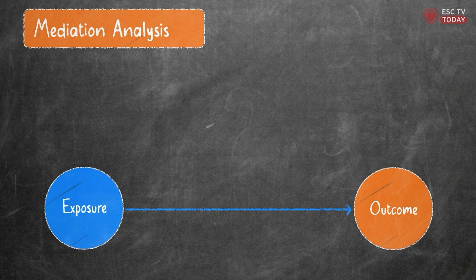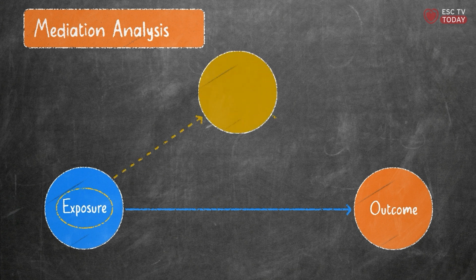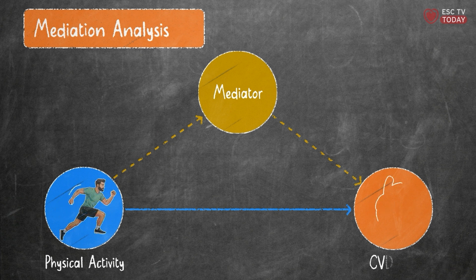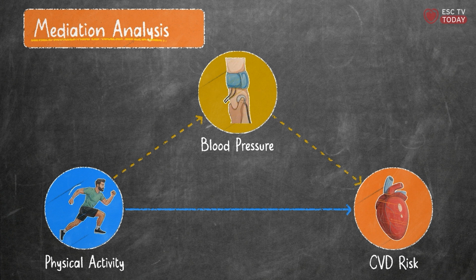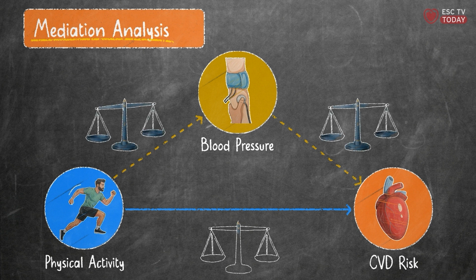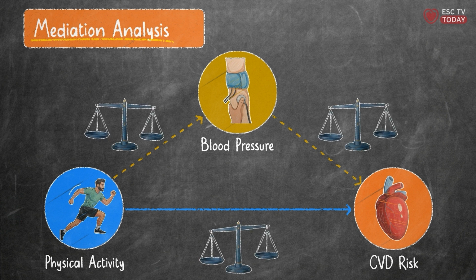It examines whether the effect of a risk factor or treatment, the exposure, on an outcome is explained fully or in part by a third variable along the causal pathway, the mediator. A simple example: physical activity reduces the risk of cardiovascular disease. One mechanism may be the exercise-induced reduction of blood pressure. Mediation analysis helps to quantify how much of the overall risk reduction is explained by this mediator.